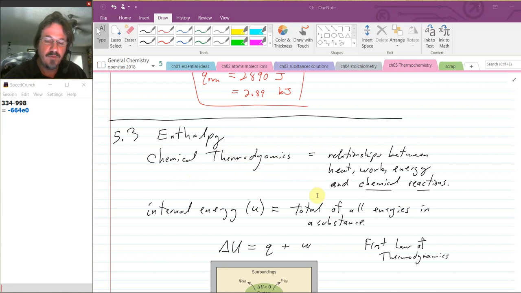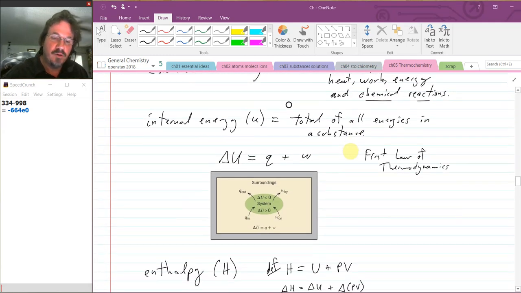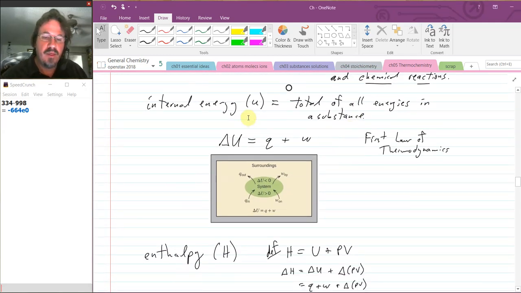Okay. The book defines chemical thermodynamics as the relationship between heat, work, energy, and chemical reactions. So I think that makes sense. Now, there's many different types of energy in thermodynamics. The basic one that we should start talking about is internal energy, symbolized by a capital U. Some books will symbolize this by a capital E as well. I think maybe U is more common.